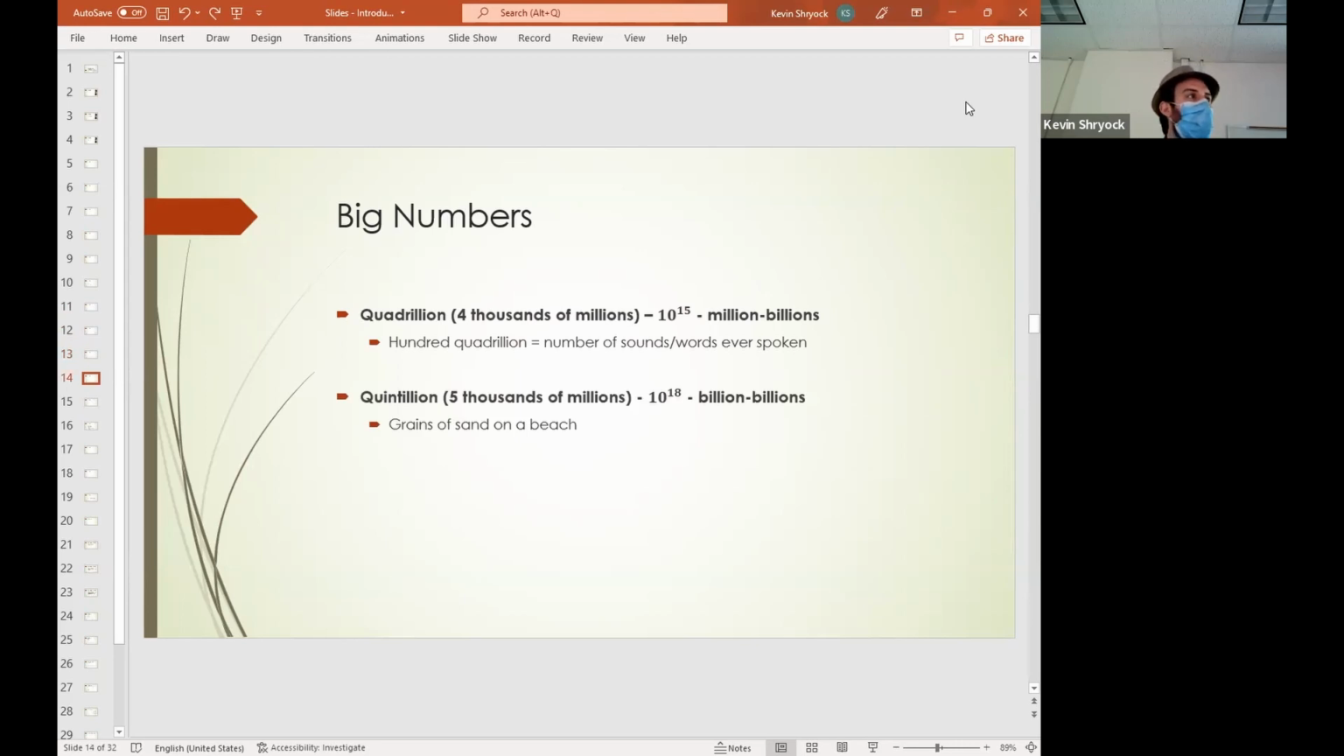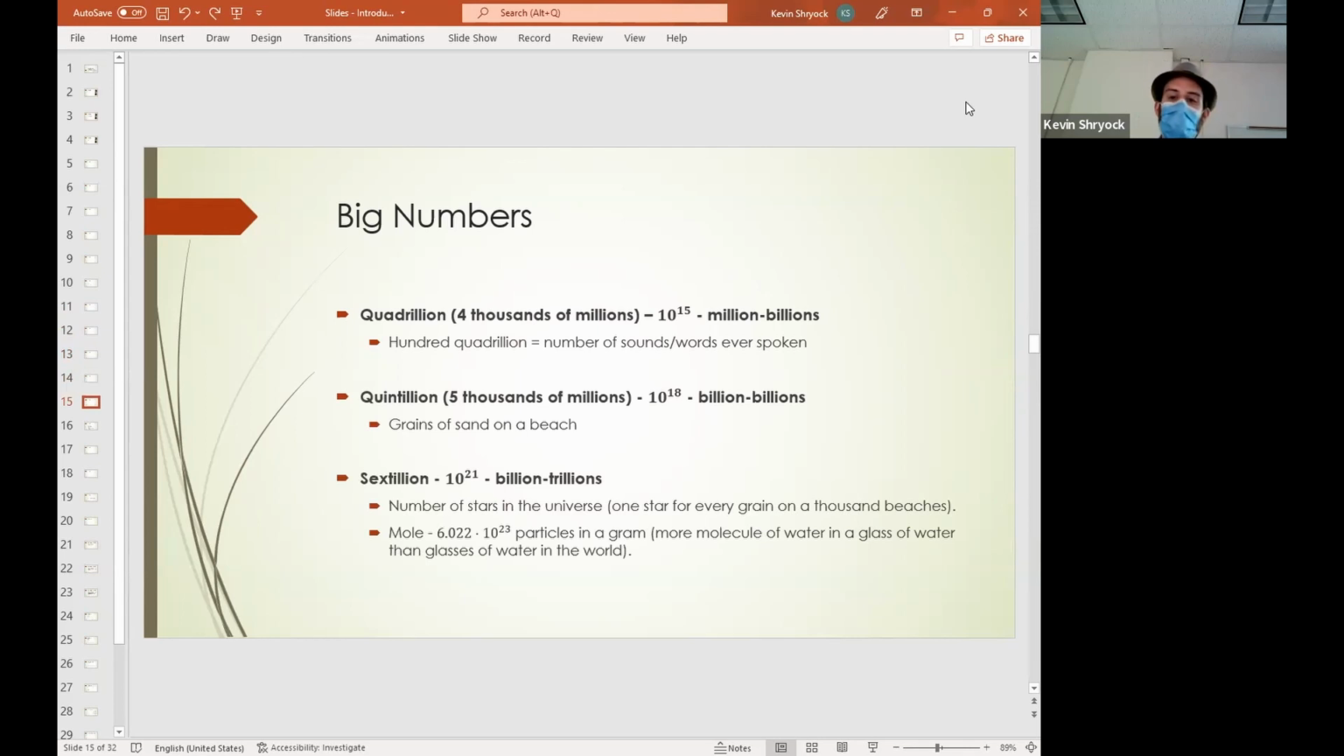Quintillion, right? 5,000s of millions. It's the number of grains of sand on the beach. This is what Archimedes was able to calculate. Sextillion, right? Number of stars in the observable universe.